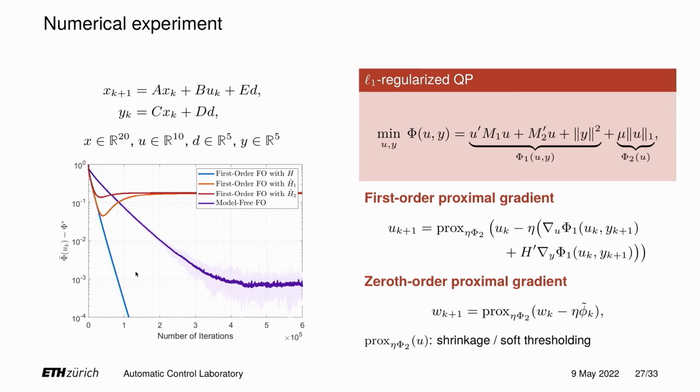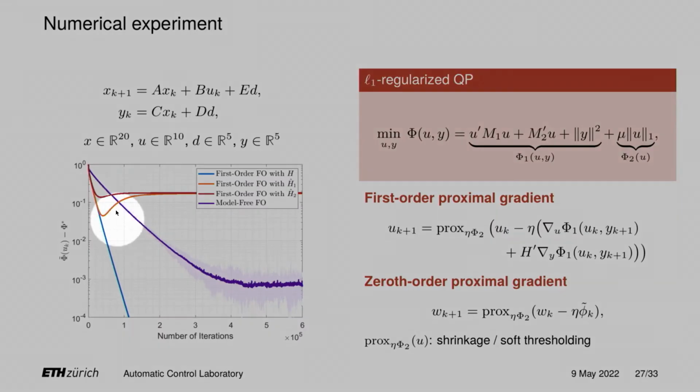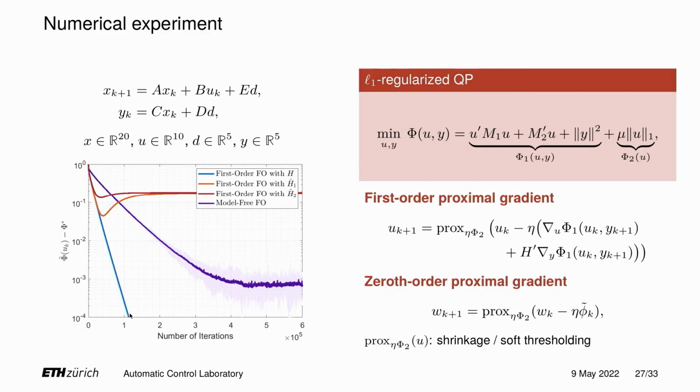And what you see is what we were kind of hoping for. So the first order, the blue one, is the first order algorithm, converges quickly and to the minimizer, to the local minimum. The zeroth order trajectory, which is the purple one, converges slower, and it has a residual perturbation effect that's expected.